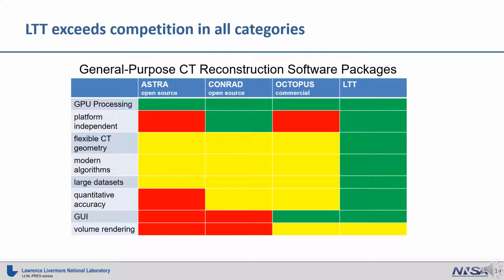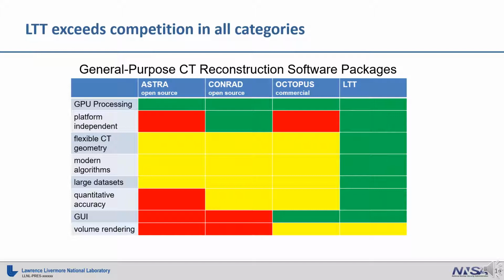In a few categories. First, GPU processing. Oh wait, I wanted to go back. I'm comparing this versus two open source packages, Astra and Conrad. Astra, the A is for Antwerp, and Conrad was developed at Stanford University. And then the next one is Octopus Reconstruction, which is a commercial package, and then finally LTT. First, GPU processing, they all have that. Next one, platform independence. I marked Astra and Octopus as red because they have many limitations. Astra does not work on Mac, and Astra only works on NVIDIA chips. Octopus only works on Windows and NVIDIA chips, so no AMDs.